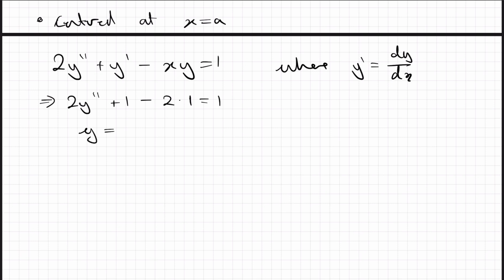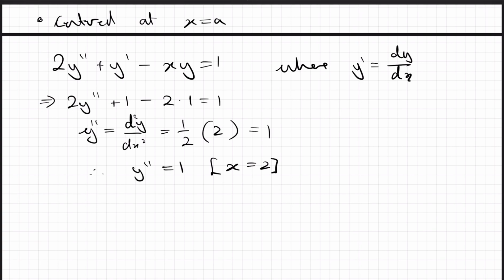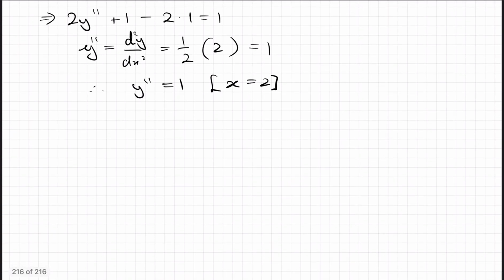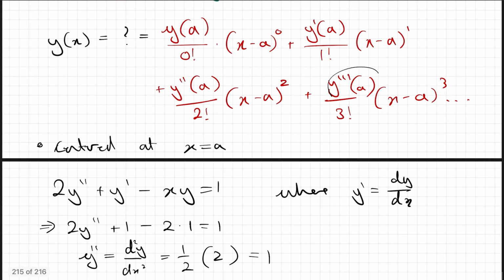And if you do some rearrangement, that gives you y double dash, which is d squared y over dx squared. That's equal to 1/2, the 1's cancel out, and the 2 goes to the other side, so that's 1. So therefore, y double dash is equal to 1 at x equals 2. Remember this. Okay, now we've got this, and how could we work out what y triple dash is?